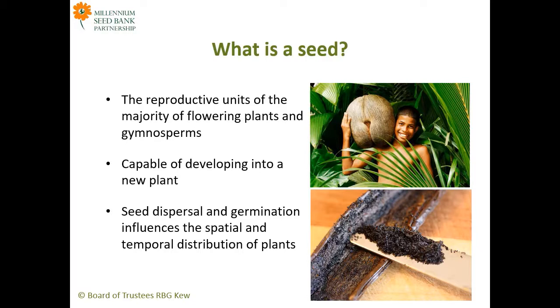Seeds have been an important development in the reproduction and success of gymnosperms and angiosperms. It is essentially the unit that is capable of developing into a new plant. The dispersal and germination of seeds have greatly influenced the spatial and temporal distribution of flowering plants. Obviously, there's a huge variation in the size and shape of seeds, with the coco de mer being one of the largest to the orchid seed, which can sometimes be microscopic in size.